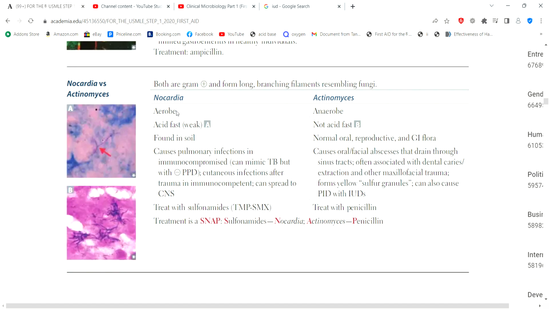And actinomyces is an anaerobe. Does not need oxygen to survive. It is not acid fast because it has no mycolic acid in its cell wall. It's found in the normal oral, reproductive, and GI flora. Causes face abscesses. So anytime you see some kind of yellow drainage in the face, pus coming out, or if you see a woman that presents with pelvic inflammatory disease symptoms and she has an IUD, think actinomyces, and the treatment of choice is penicillin.